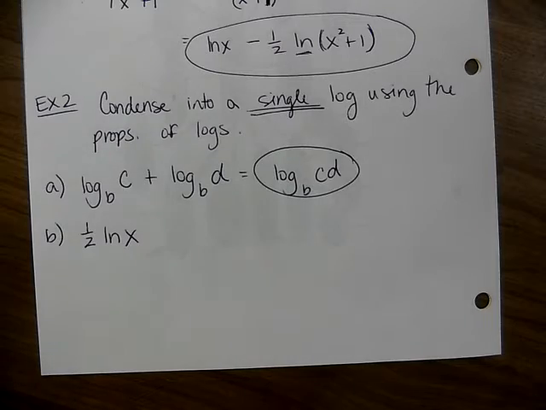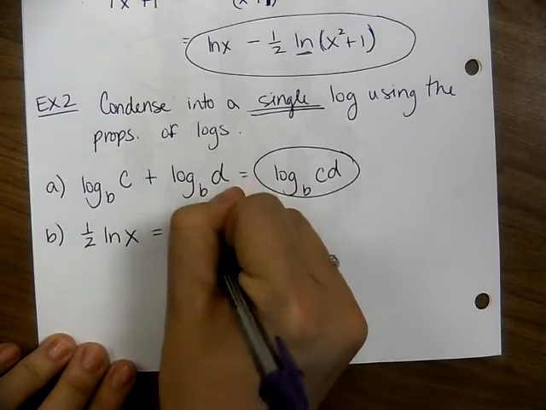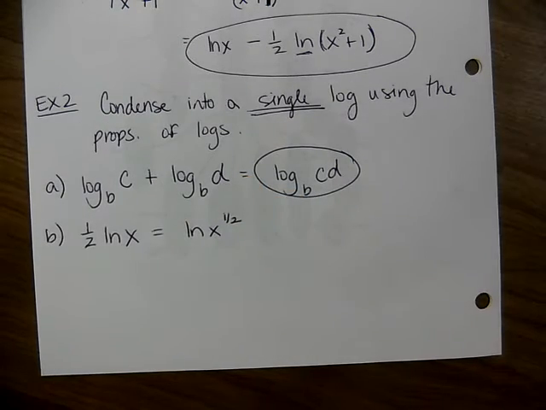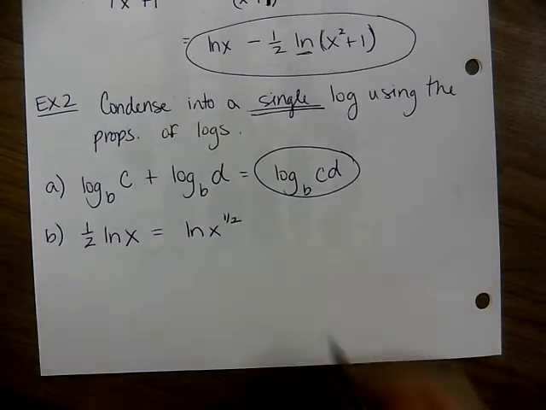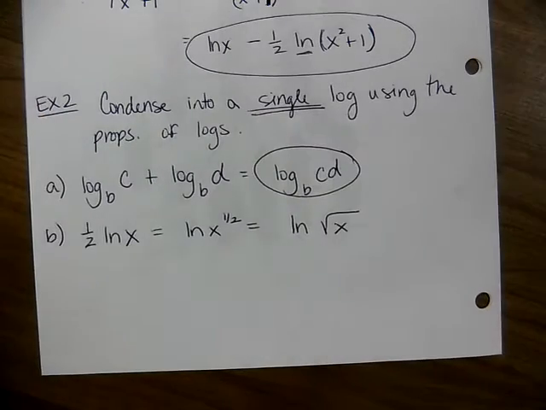So that 1/2 out front, what is that? It's an exponent. So when you pull it over, we get the natural log of x to the 1/2. But you're not done yet, right? Because what is the 1/2 power? Square root. So we got to change that. Anytime you have a fractional exponent, we need to change it back into the radical form. Okay, so you got to take it a step further.